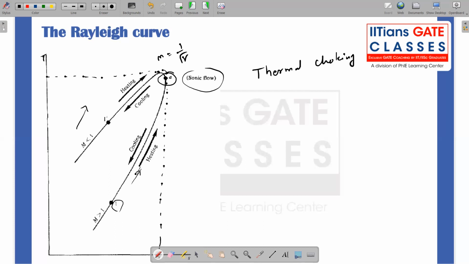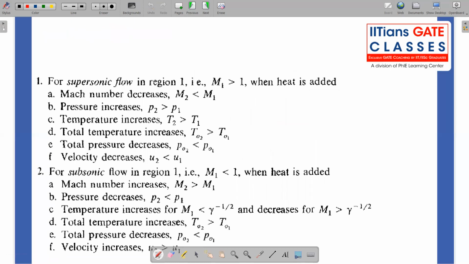So that is why it's called thermal choking. Okay, so this is all with the flow with heat addition. And similarly, we can list down what happens if I add the heat in the supersonic region and what happens if I add the heat in the subsonic region. You can go through it. Whatever we discussed so far, that's what's going to happen.